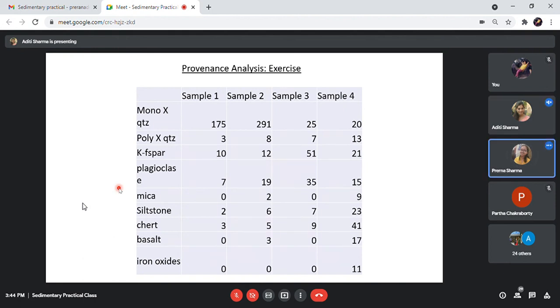Ma'am, for the second analysis, the next one, we will take only the monocrystalline quartz, and discard the polycrystalline, means not take it. No, you will not discard polycrystalline quartz. You will consider it as a lithic clast. Okay, ma'am.